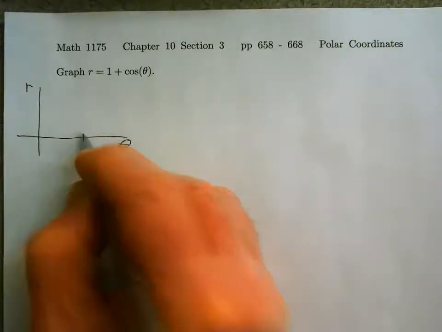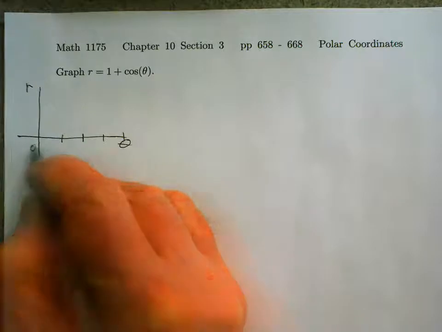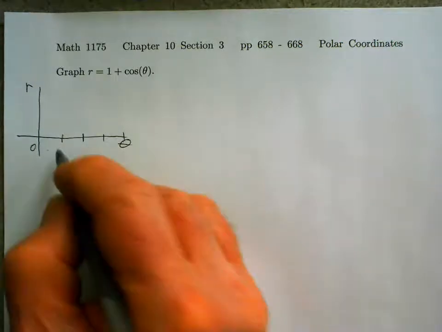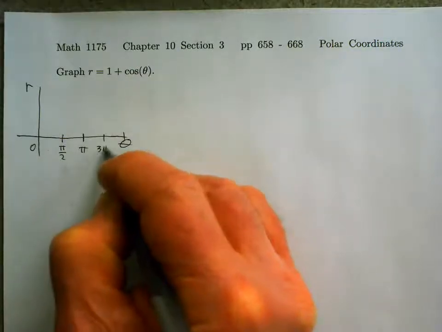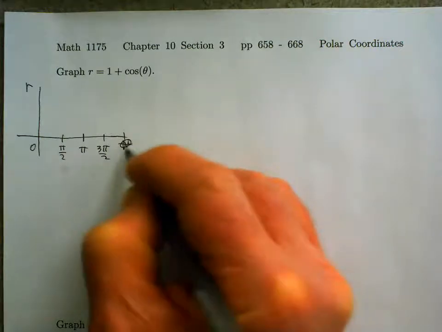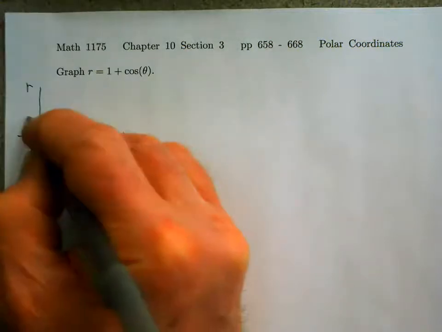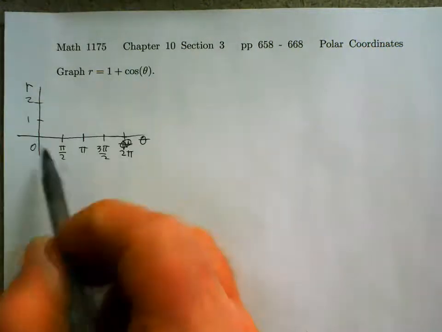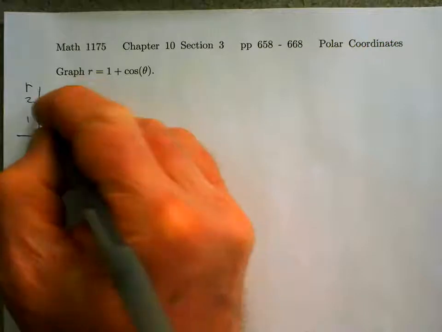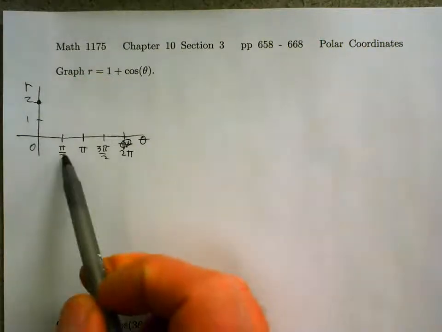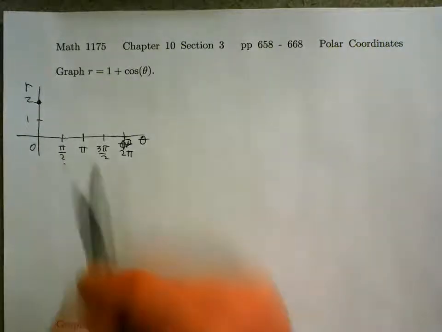So if we subdivide the interval from 0 to 2 pi into 4 equal subintervals, then each will have length pi over 2. So this is 2 pi, this is the theta axis. Okay, when theta is 0, cosine of 0 is 1, so the r value is 1 plus 1, or 2. When theta is pi over 2, cosine of pi over 2 is 0, so the r value is 1 plus 0, or 1.